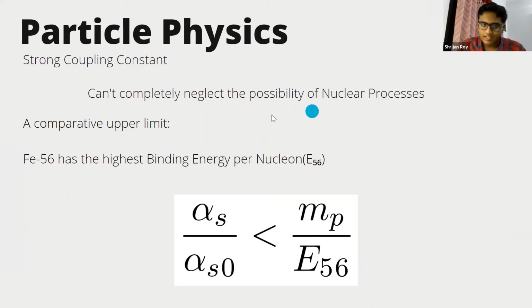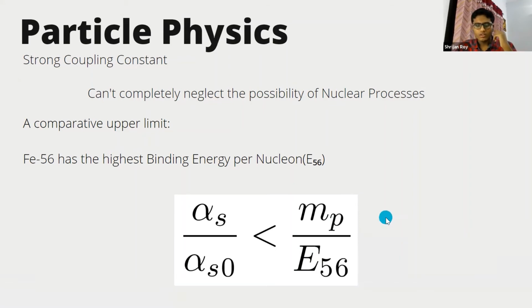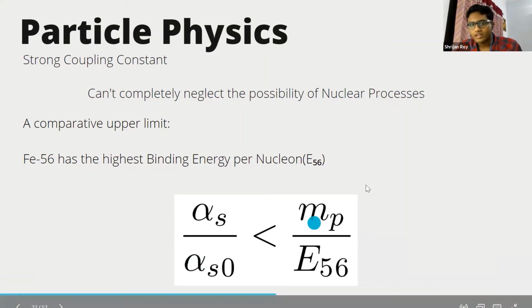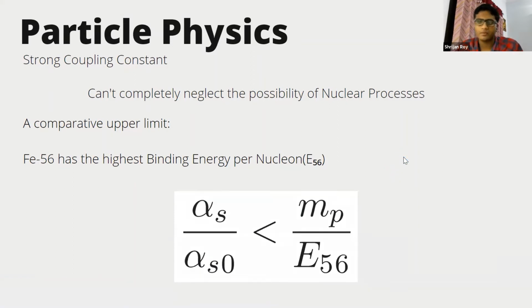So Fe56 has the highest binding energy per nucleon, which we call E56. So we compare that if we give an energy to a proton, which is E56, and this value shall be the lowest for Fe56 only, because Fe56 is the highest among all the atoms. So this should be greater than the strength of the strong force for that proton to break apart. So that sort of gives us the freedom that nuclear processes can also happen.